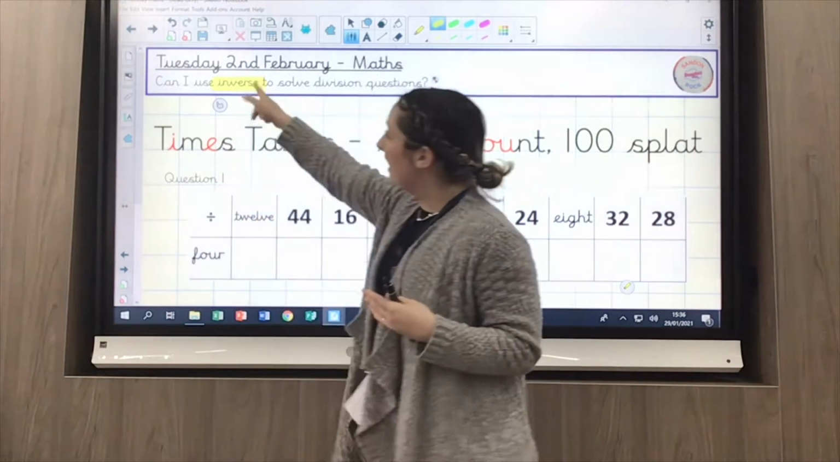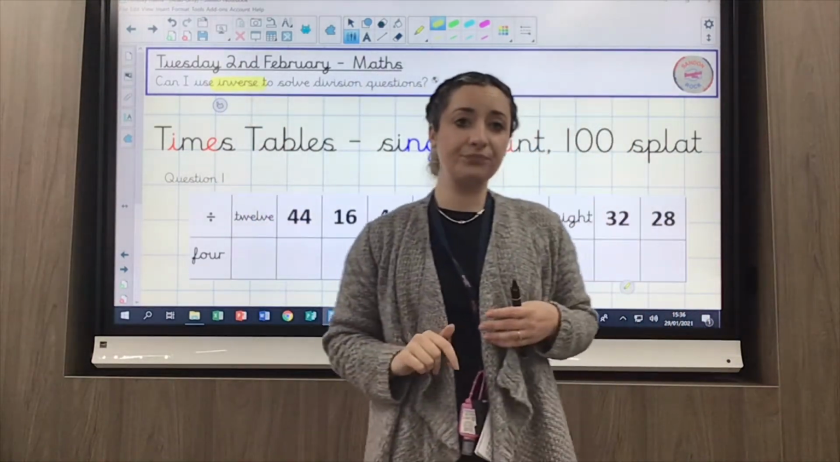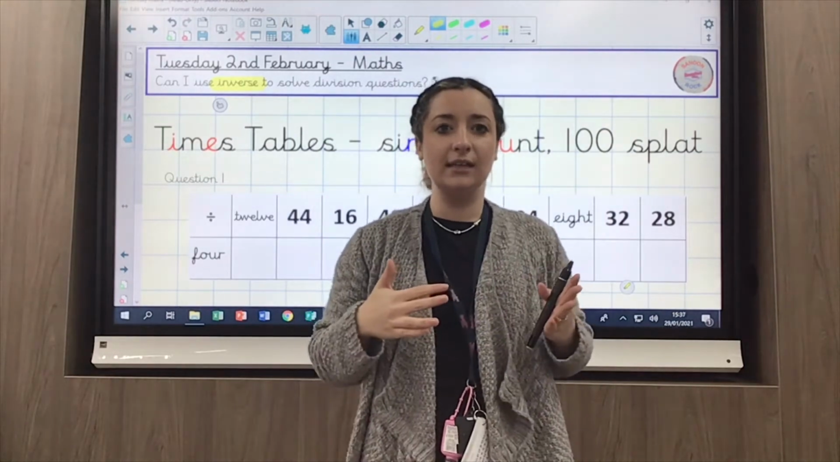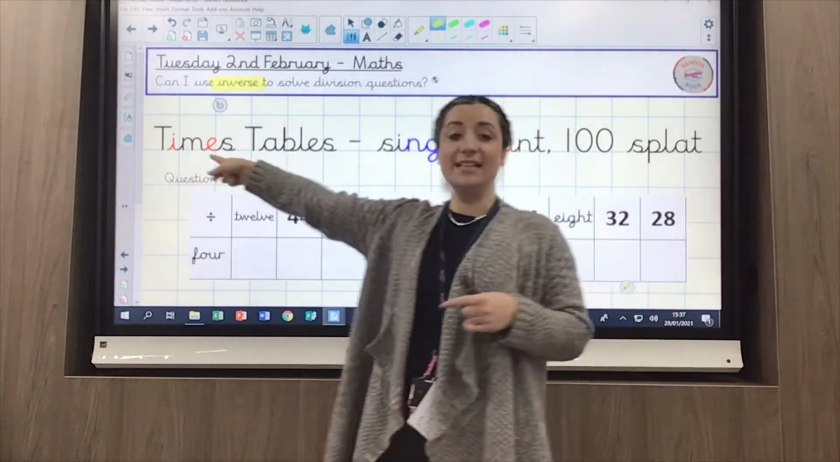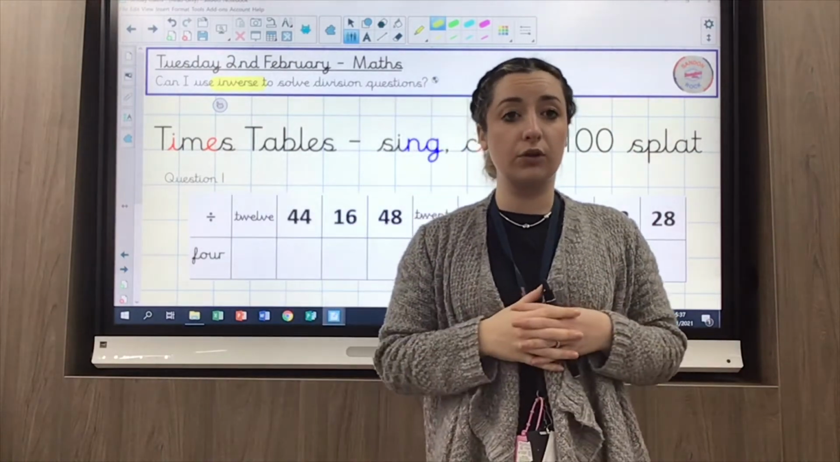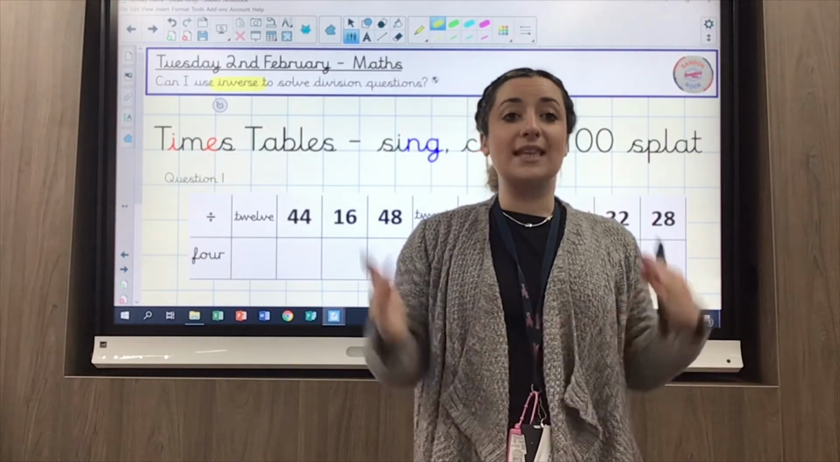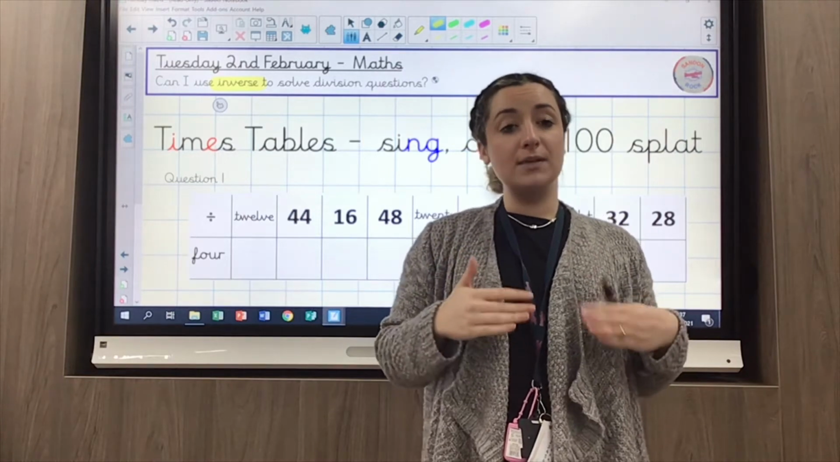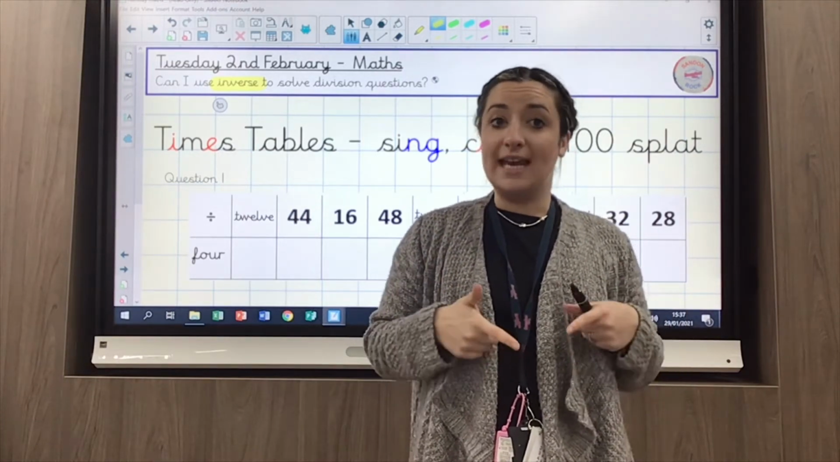Now I need to use the inverse of division. What's the opposite of divide? Well, I've got it behind me. It's times, it's to multiply. So we've got division questions that we're going to work through today. However, we're going to be using the inverse, which means the opposite operation to what the question is asking us.